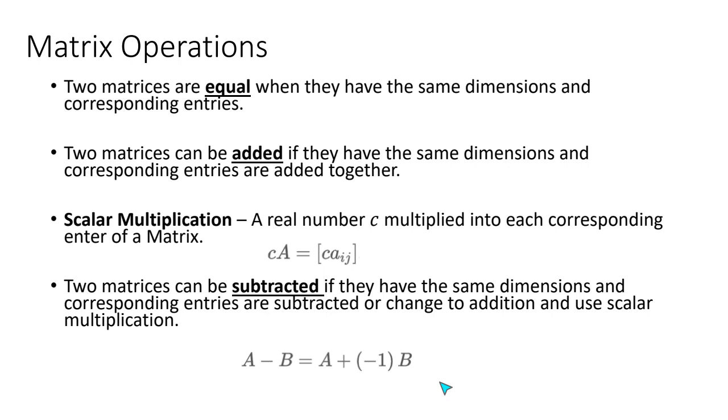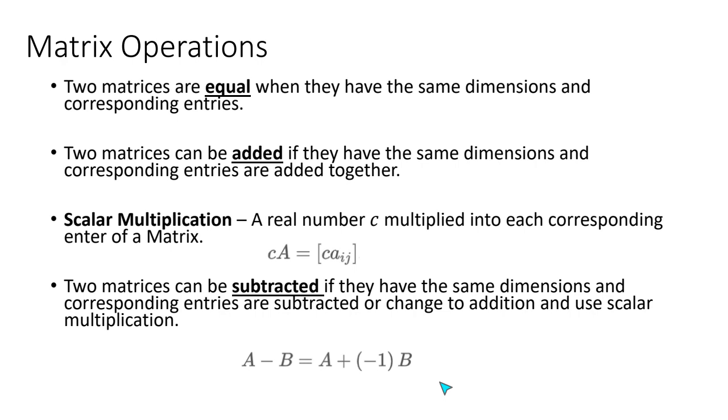All right, so first, the equal. We can determine if two matrices are equal when they have the same dimensions. They have to be the same size in order for two matrices to be equal. Plus, their entries also have to be the same. Yes, for two matrices to be equal.